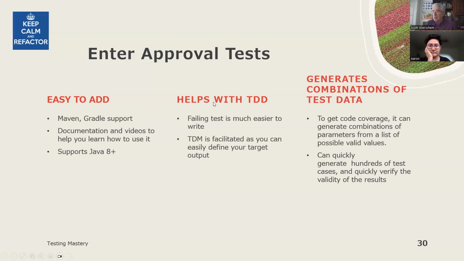It helps with test-driven development in that a failing test is a lot easier to write when you're using approval tests. I'll show you how it works and why this is, but basically, it makes it easier for you to define target output.